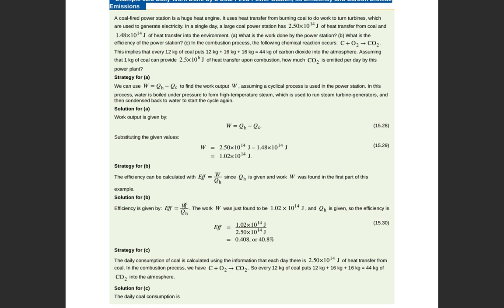So for B, we have our work done that we just found over the heat of the turbines, I guess here. That would be 2.5 times 10 to the 14th. So here we see that our efficiency is only 40.8%. So out of all the heat transfer, that'd be your QH by the coal, it's only at 40.8% efficiency.